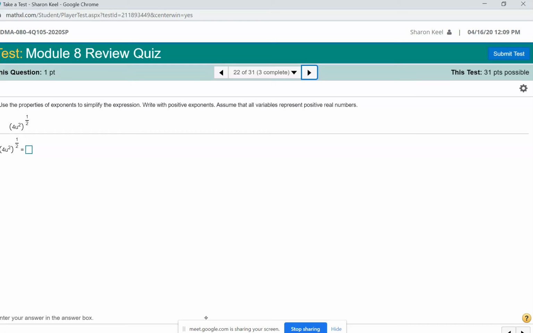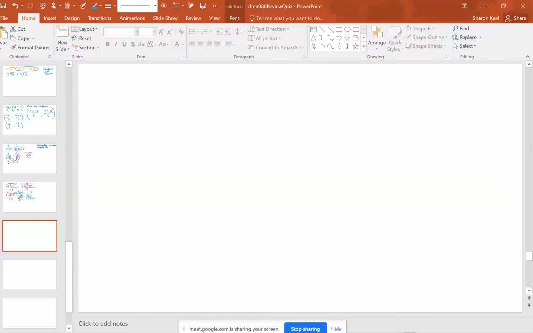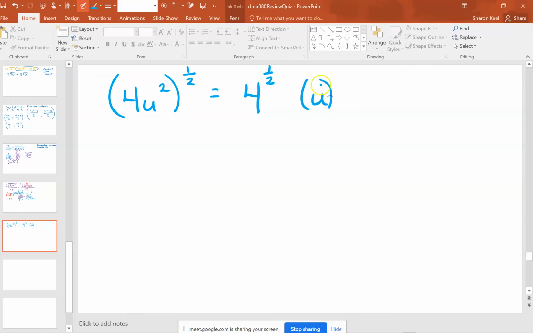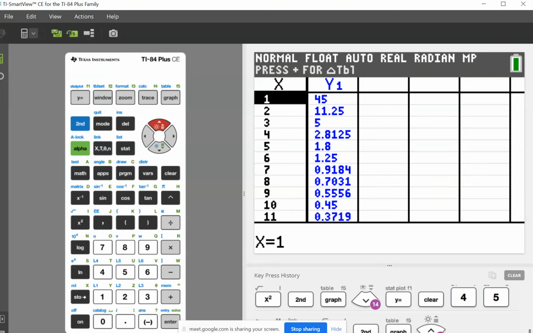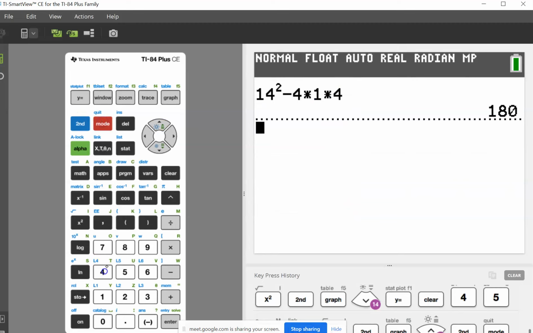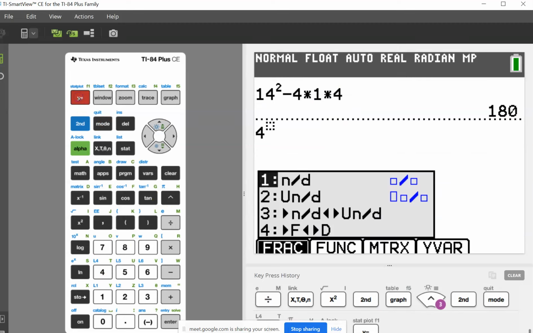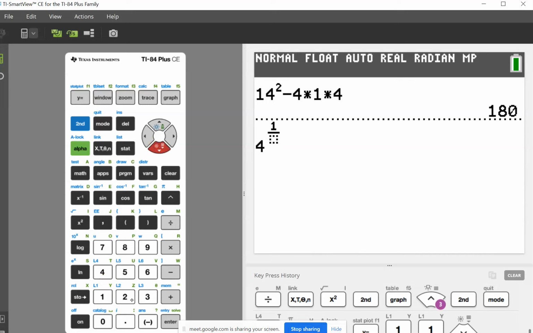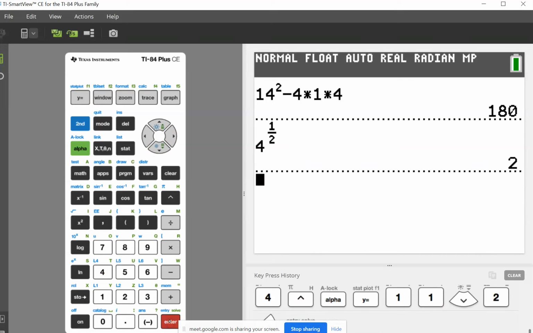Use the properties of exponents to simplify this expression. Write with positive exponents. So we have 4u squared raised to the power of 1/2. That means the 4 is to the power of 1/2, and we have u squared raised to the 1/2. So 4 to the 1/2, you can use your calculator. 4 raised to the 1/2 is going to give us a 2.